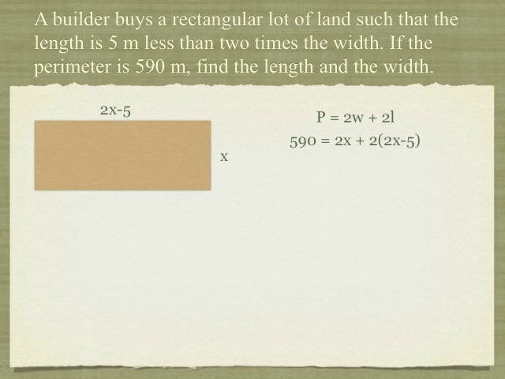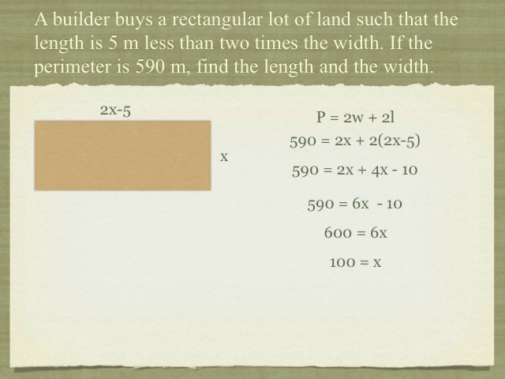Okay, now this is just an equation that we should be used to solving. First rule of solving an equation is to distribute. So I have 590 equals 2x plus 2 times 2x is 4x, 2 times minus 5 is minus 10. Next, I'm going to combine like terms. The 2x and the 4x are like terms, so I get 6x. Now I have 590 equals 6x minus 10. I want all variable terms on one side and all numbers on the other. Add 10 to both sides. Divide both sides by 6, and I get x equals 100.